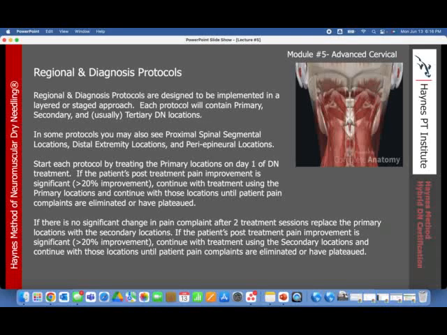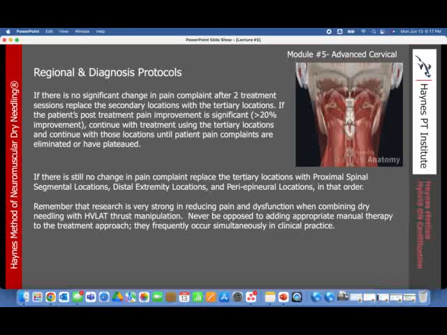If the patient's post-treatment pain improvement is significant, greater than 20% improvement, then you continue with treatment using the secondary locations and continue with those locations until the patient's pain complaints are eliminated or have plateaued. If there is no significant change in pain complaint after 2 treatment sessions using the secondary locations, then replace those or add in the tertiary locations.